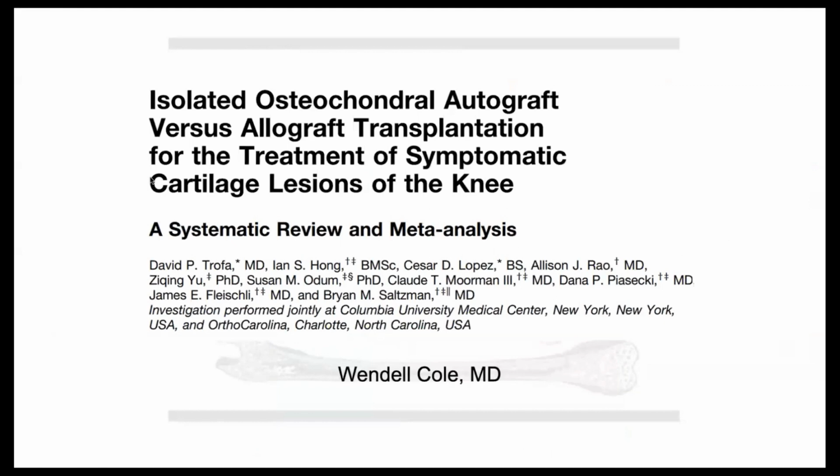So, the first paper we're going to go over is the isolated osteochondral autograft versus allograft transplantation for treatment of symptomatic cartilage lesions in the knee. A systematic review and meta-analysis out of Columbia and Ortho Carolina.